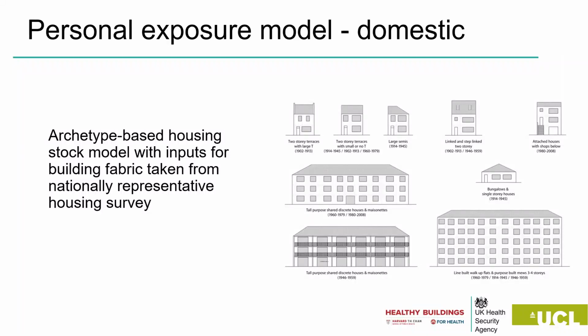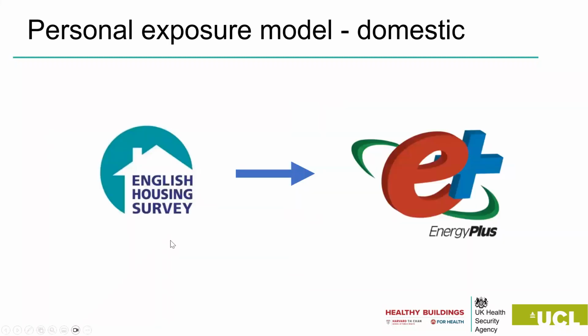We have 8 archetypes that were not developed by me, that were previously developed at UCL Institute for Environmental Design and Engineering. These are broadly representative of the English stock, about 75% of it. And you can scale these archetypes, you can scale the size, you can scale the kind of building fabric, and we take the values from which to scale each of the archetypes from this energy plus.